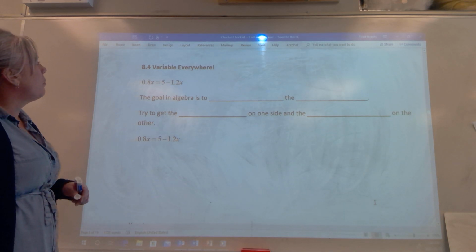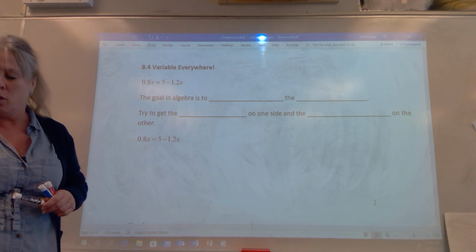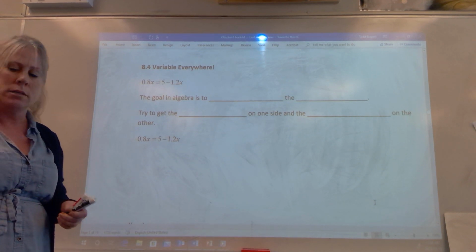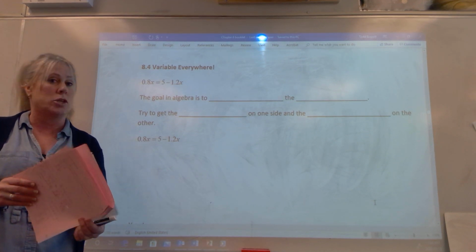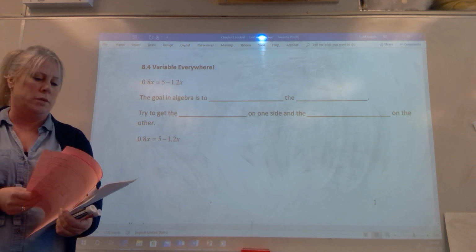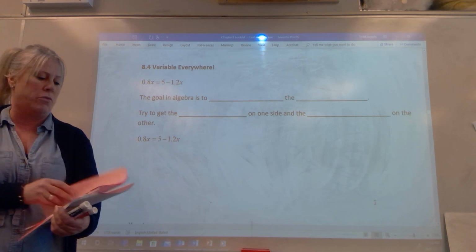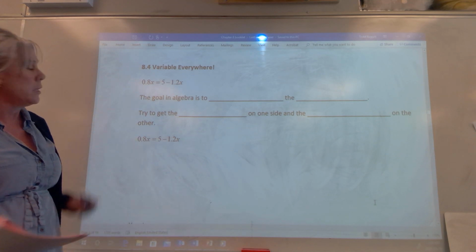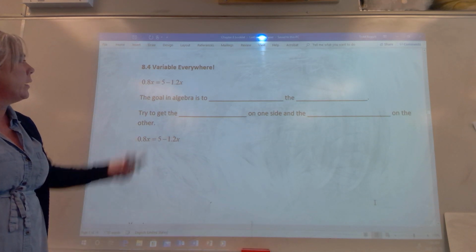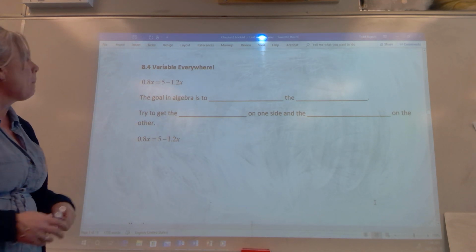Okay, today's lesson we are beginning 8.4. So in your pink booklet, if you're in my class, or if you're in Mr. Sutton's class, it's in your blue booklet, you are flipping to the back side of the 4th page. And this is what you should see. Here's the title, and here's the first equation we're going to take a look at.